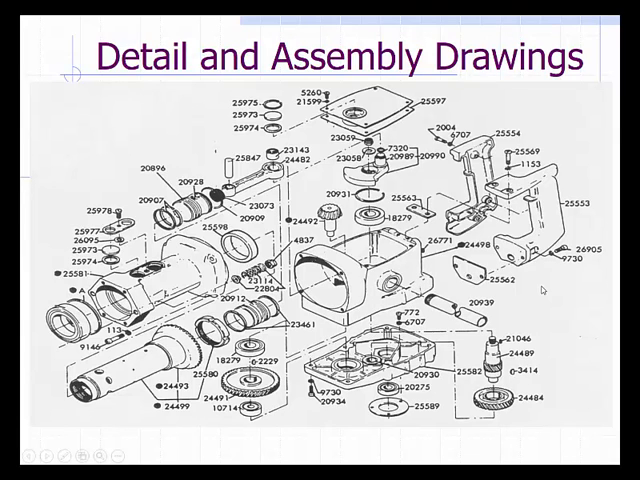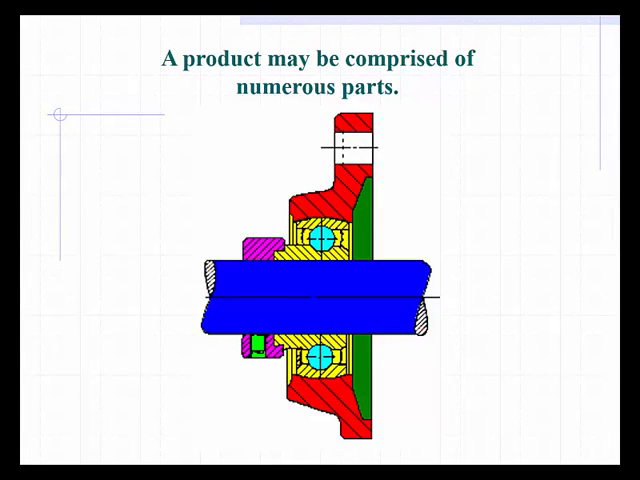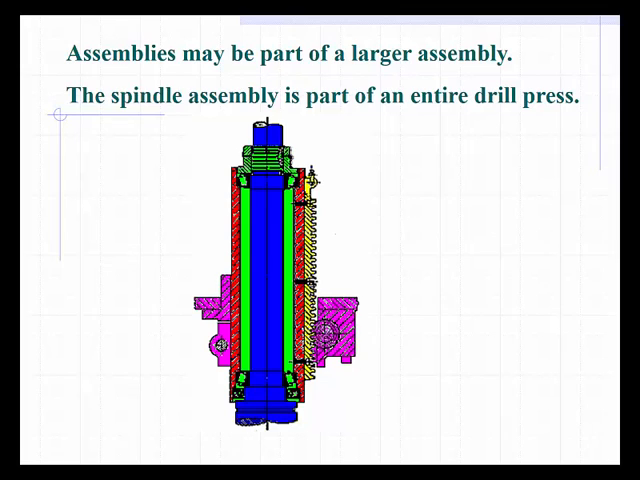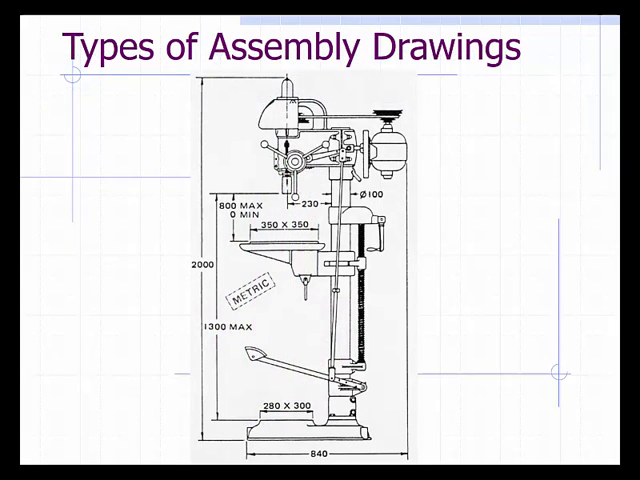This video is intended to give you your first glance at assembly drawings. Products are made up of several individual parts assembled together to make assemblies. Smaller assemblies, called subassemblies, are combined to create entire products. There are different types of assemblies to serve different purposes.